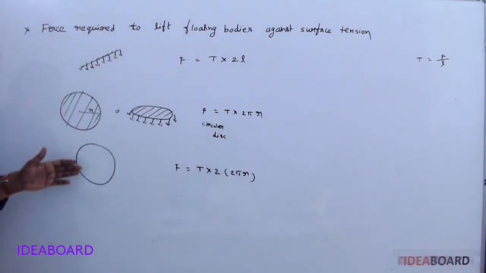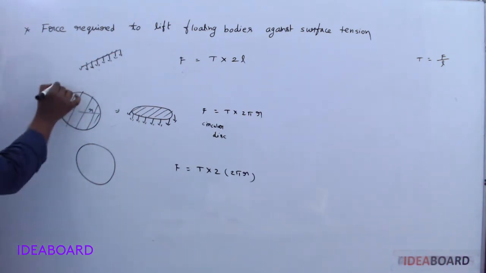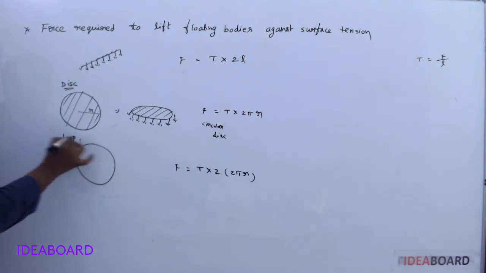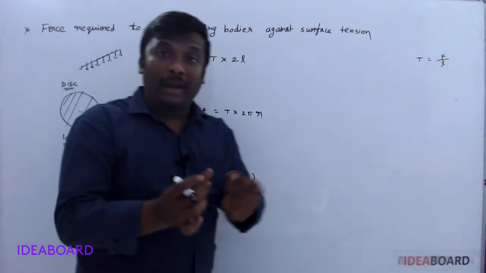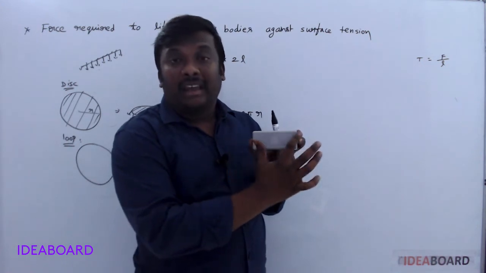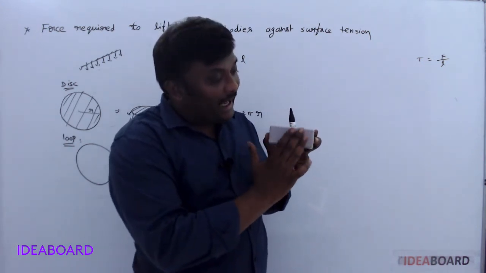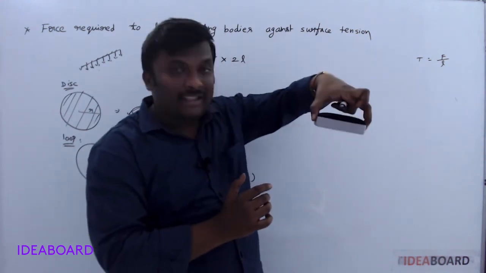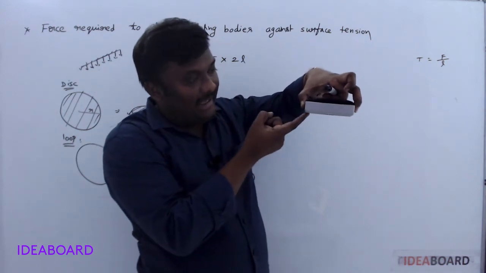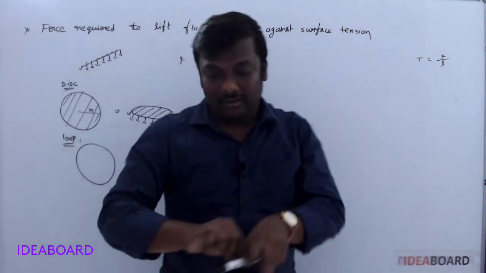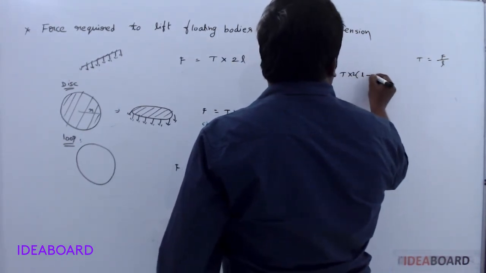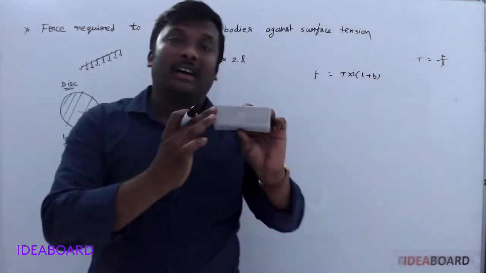What is the major difference between these two? One is a circular disc, another one is a circular loop. A loop is formed with a wire. For example, this is called a rectangle. This rectangular portion you place on the surface, then L plus B plus L plus B. Total length becomes T into 2 into (L plus B). That is the answer for the rectangular portion.